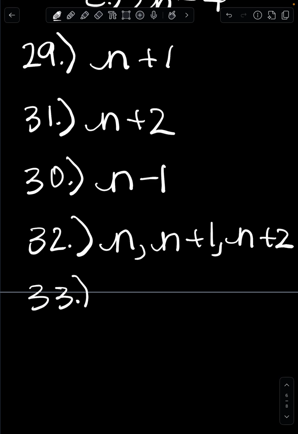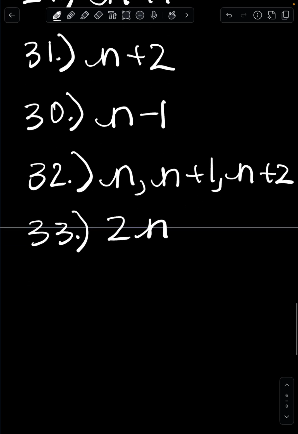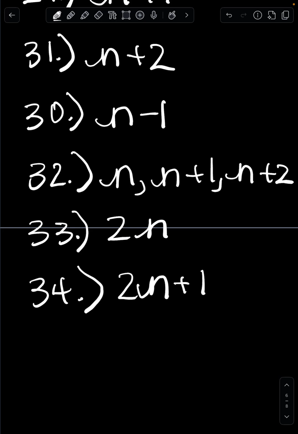Number 33, an even integer. So these are all integers that are even, would be multiplied by 2. Number 34, an odd integer. Okay, if you want to get an odd integer, you got to start with an even one and add 1. That will always get you an odd integer. Or if you start with an even one, which is a 2n, and you subtract 1.